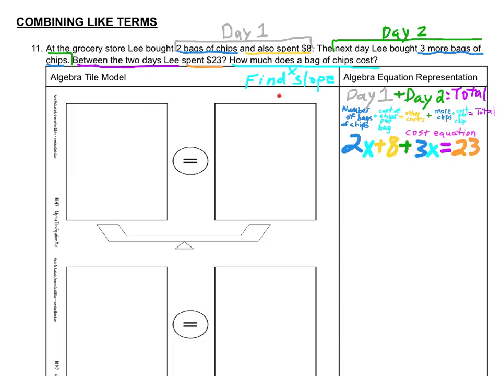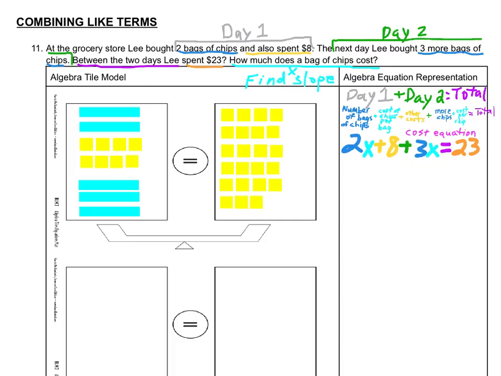Take a moment then and model this with algebra tiles. What would that look like on the left and right? Well, that should look like this. So on the left we have the 2x plus 8, and then we got 3 more x's, and on the right we have 23. So now what should we do? Take a moment, think about what we might do here.